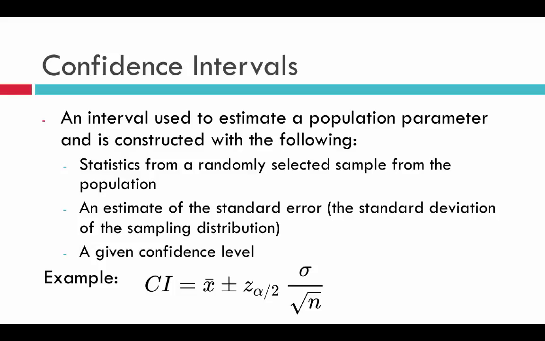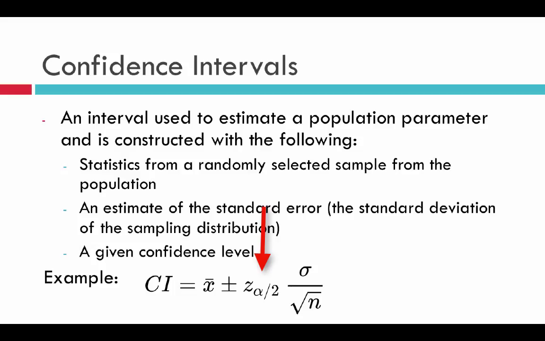All of this can be summarized with the following formula. And this is the formula specifically for estimating a population mean when the standard deviation of the population is known. This is what we were looking at over the last few minutes. We are given the sample mean. We see here this z alpha over 2. This is going to be determined by our confidence level.